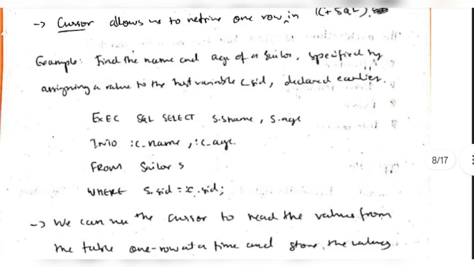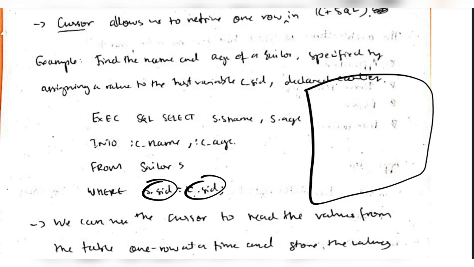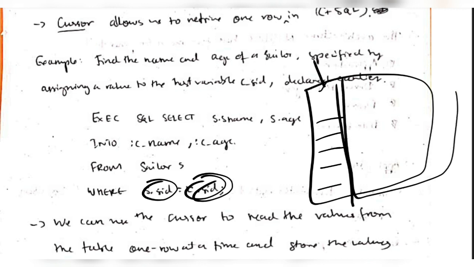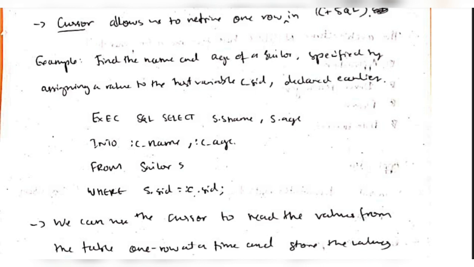The variable CSID is matched with the s.sid. So in the table, s.sid will be matched, and whichever row matches with the CSID will be selected, and what is selected from that table is s.sname and age. That's what we are expected to find out in this question. So that is how you use the cursor statement.